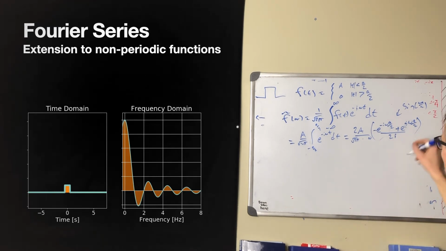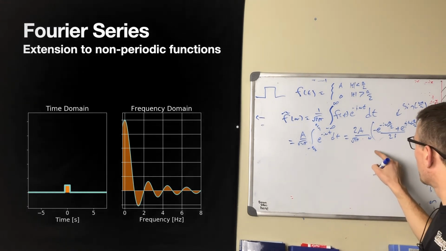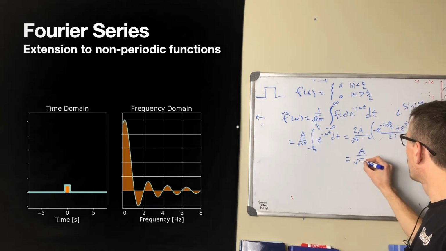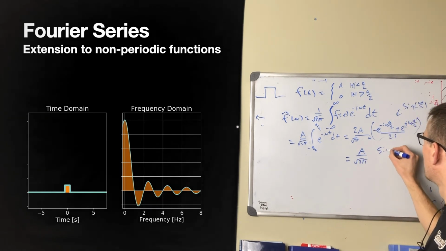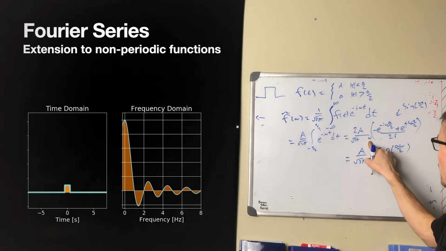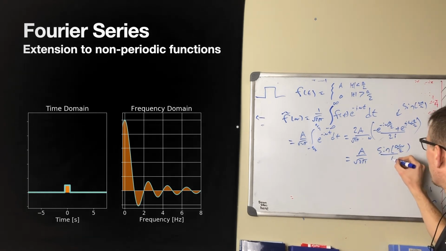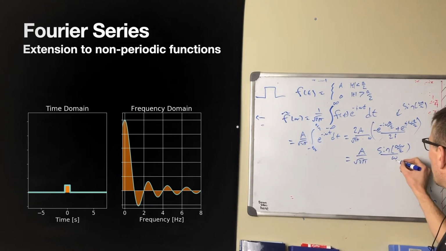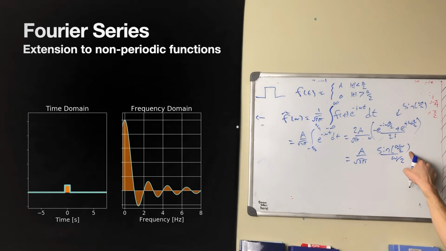Okay, so let's see what we have here. We can rewrite this as a over root 2 pi times sine of a omega over 2. But we also have this omega here. So we can actually pull that in. I can pull that 1/2, that 2 here, and I almost have the same thing. So I'm just going to do this.